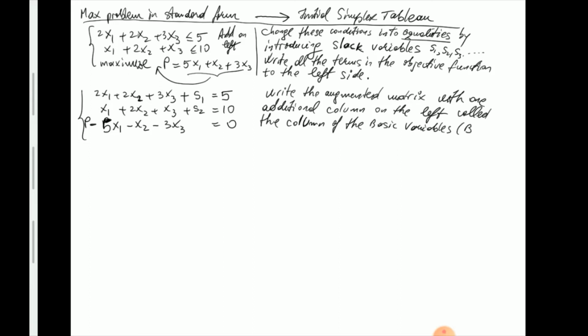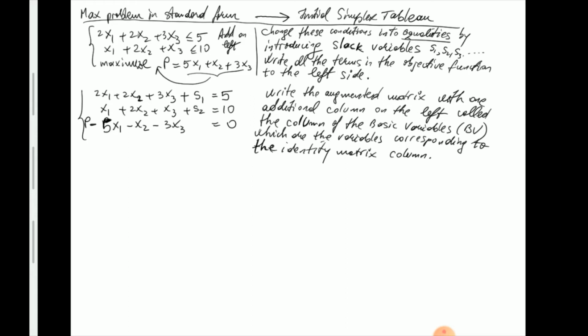Also abbreviated by BV, which are the variables corresponding to the identity matrix column. Again, it will be much more meaningful once you actually see how the matrix looks. So let's carefully write down the augmented matrix.